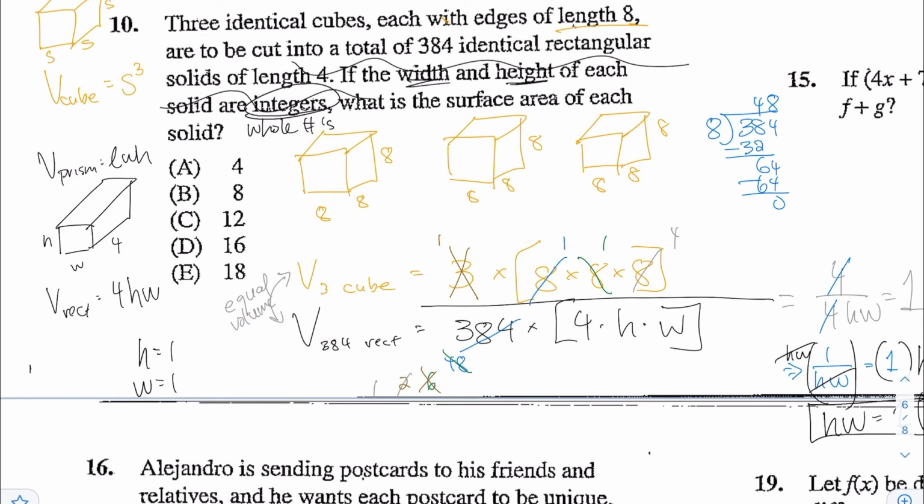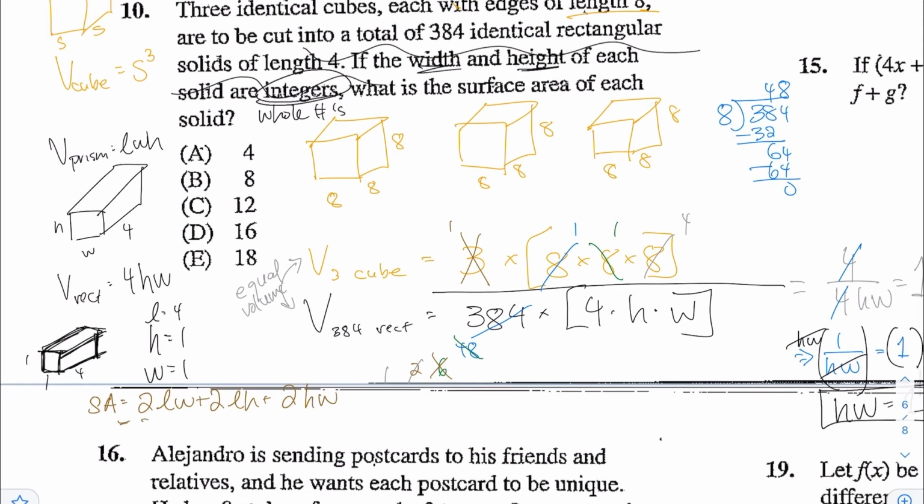So that means that these rectangular prisms will actually look like this. The length is 4, the height is equal to 1, and the width is equal to 1. So these are the rectangular prisms. Now what we want to do is find the surface area of these prisms. And the surface area formula is 2LW plus 2LH plus 2HW.